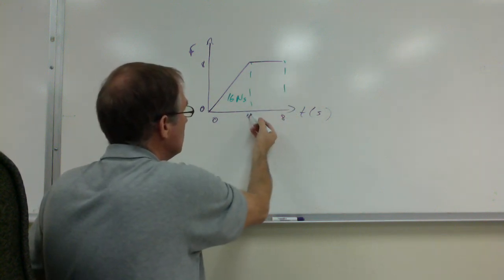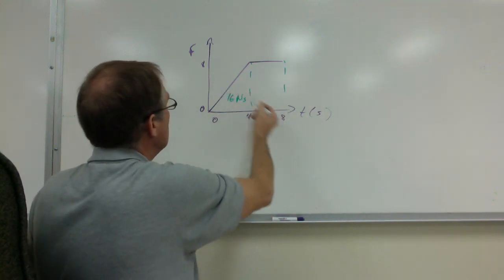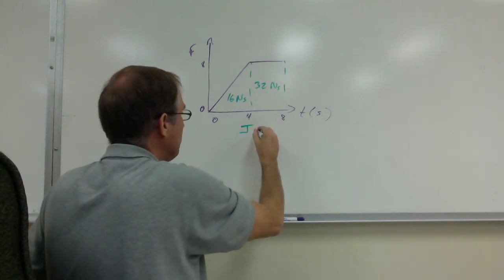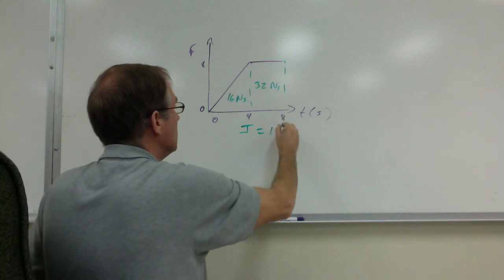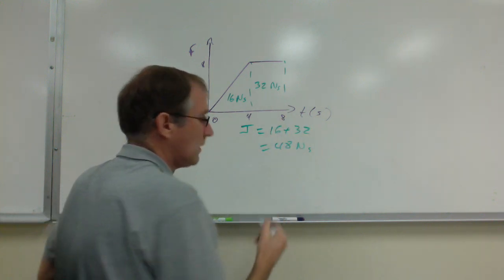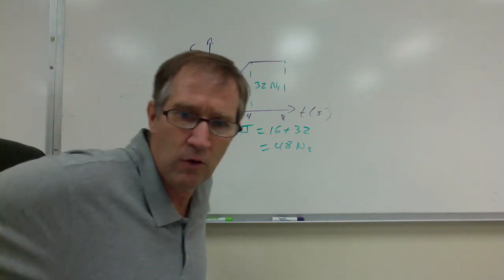And then this is from 4 to 8, which is 4 seconds. 4 times 8 is 32 newton seconds. And so the impulse equals 16 plus 32, which is 48 newton seconds. It comes from the area of the graph.